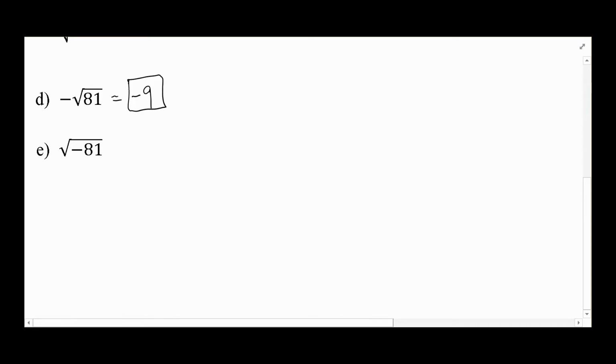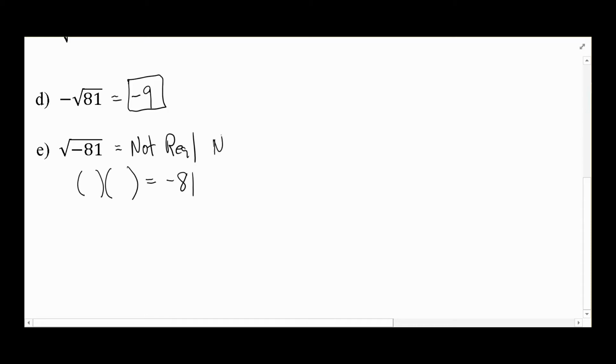Now, E, on the other hand, is asking a different question. This is saying, I need a number that when I multiply it by itself, the answer is -81. Well, if I were to multiply a positive and a positive together, the answer would be positive, so it can't be that. What if I multiplied a negative and a negative together? Well, the answer is also positive. So I can't multiply a number by itself to get a negative answer, at least not a real number. And so that's actually how we want to answer this: not a real number.